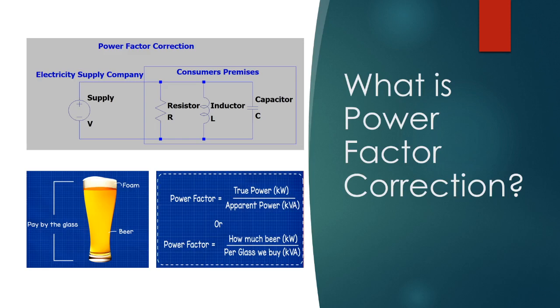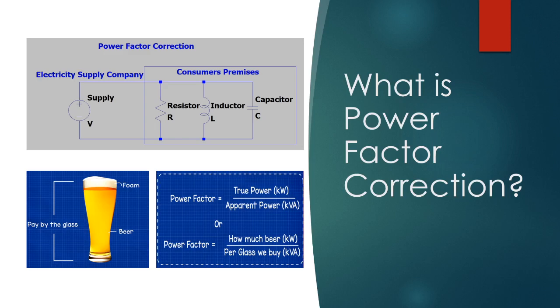The way it is used is by placing a capacitor in parallel with the inductor on the consumer's system or premises. This makes it very efficient for the company because all that is being powered by the electricity supply company is the current that will be flowing through the consumer's resistor. This in turn saves the company a lot of money.